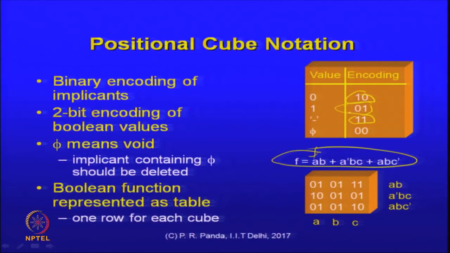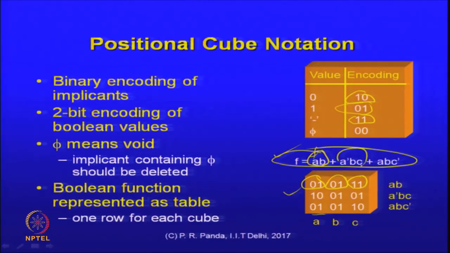But a Boolean function like this could be captured in this way, where you have one row for each cube. So, if there are 3 cubes in the function, then you have 3 rows, and you have 2 bits for each variable. So, AB would be represented as 0 1 for A, 0 1 for B, and 1 1 for C, meaning that C does not appear there. That particular cube is a do not care with respect to C.